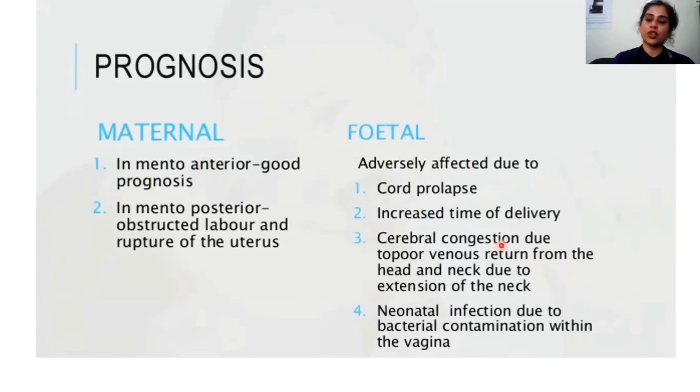So prognosis, if we talk about maternal prognosis, in mento-anterior the prognosis is good. In persistent mento-posterior position, we have obstructed labor, and it can land up in rupture of uterus if the patient is a multipara. If we talk about the fetus, there can be cord prolapse, increased time of delivery, cerebral congestion due to poor venous return from the head, and neonatal infection due to bacterial contamination within the vagina.